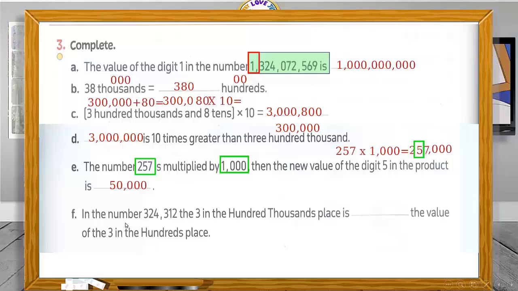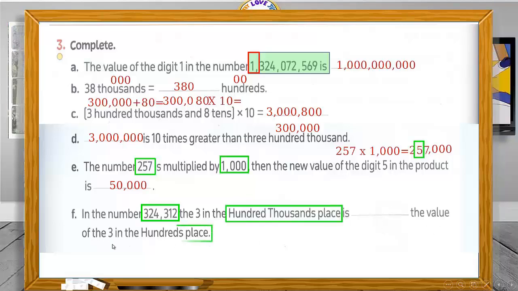Next one. In the number 324,312, the digit 3 in the 100,000th place is how many times the value of the 3 in the 100th place? If you see here, for 3 to move from 100th place to 100,000th place, you will jump or move how many places? 1, 2, 3. 3 places means 3 zeros, means 1,000 times.